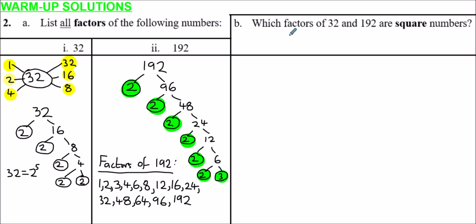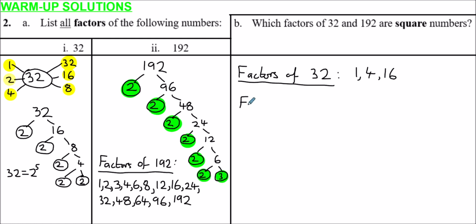And for part B, which of these factors of 32 and 192 are square numbers? So this is a bit easier. We've done the hard work now. So first of all, let's think of factors of 32 that are square numbers, I mean. So we've got 2, which isn't a square number. 1 is, so we've got 1, which is a square number. We had 4, that's a square number. And 16.